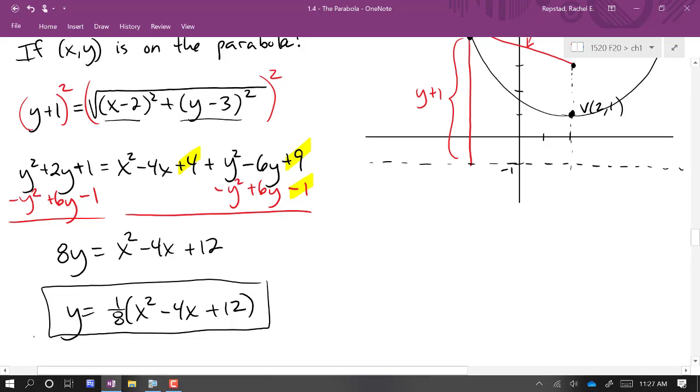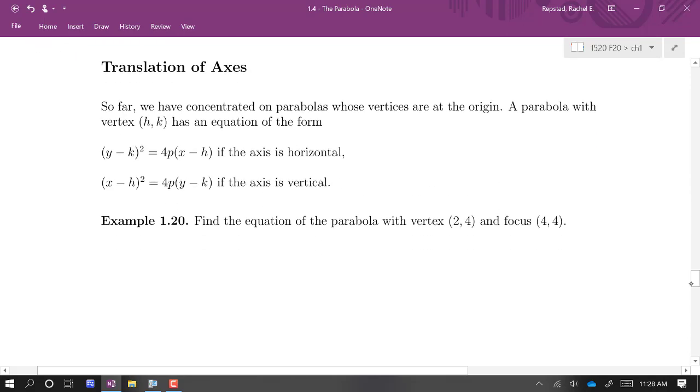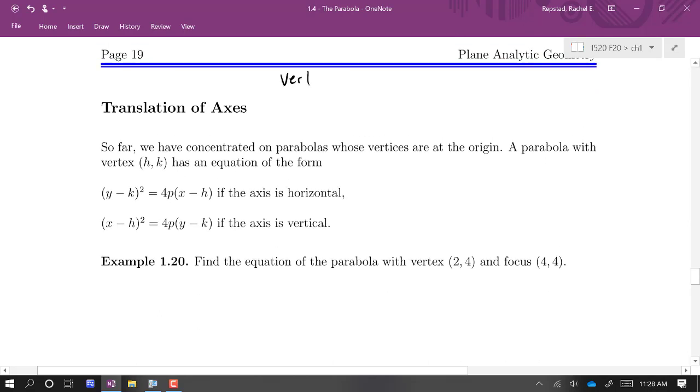You know, when we look at this equation that we have right here, it is not obvious that that parabola has focus (2, 3) and directrix y equals -1. It's not obvious looking at that parabola that the vertex is (2, 1). And that's information we could figure out, but it's not immediately obvious. So there is a nice standard form for the equation of a parabola, even if the vertex isn't at the origin. And so what we do is we take our basic one, for the vertex at the origin, right?